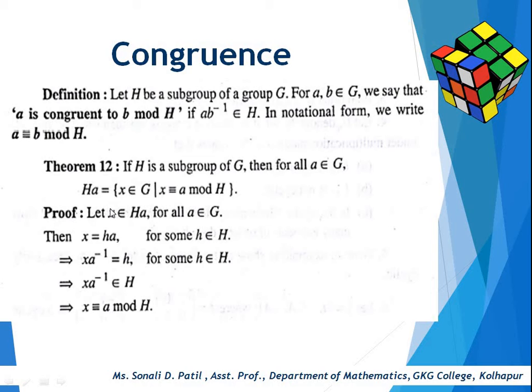Okay, so let's start with the proof. Let x belong to Ha for all a belongs to G, then x is equal to ha for some h belongs to H. So this implies that multiplying by a inverse, we get xa inverse is equal to h for some h belongs to H. So this implies that xa inverse belongs to H. So this implies that x is congruent to a mod H by using this definition. Okay, so we get x is congruent to a mod H.